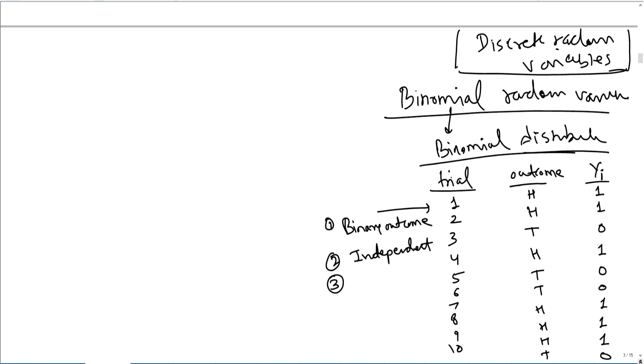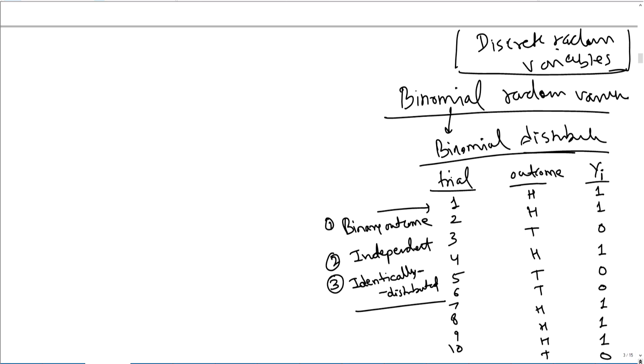Third property is that they are identically distributed. What does that mean? I would explain it later on in more detail, but for now you can understand that the coin is the same, the coin is not changing, it is the same coin that you are tossing multiple times.